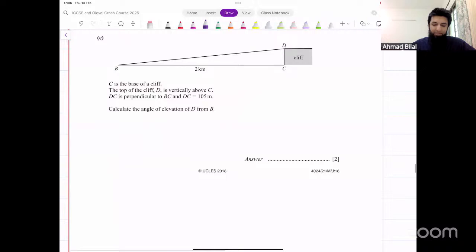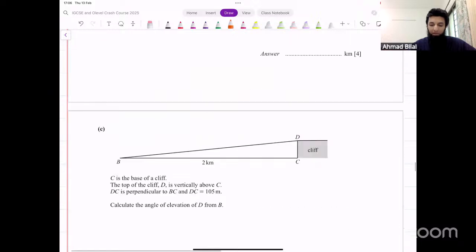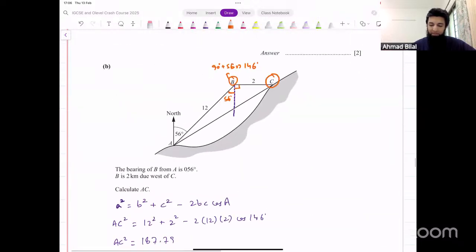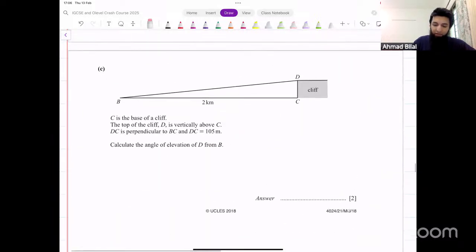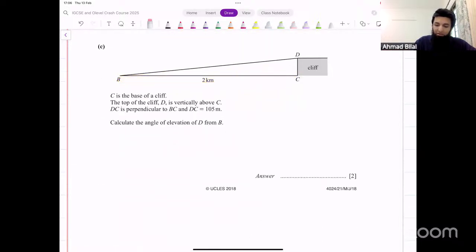Now it says C is the base of a cliff. Okay, what does that mean? This point C here, it's the base of a cliff. We have this length BC shown here again. The scale is bigger in this case. This represents 2 kilometers. Now this is a horizontal surface, right? It's the base of a cliff. The top of the cliff, D, is vertically above C. DC is perpendicular to BC, so they've actually written down everything.